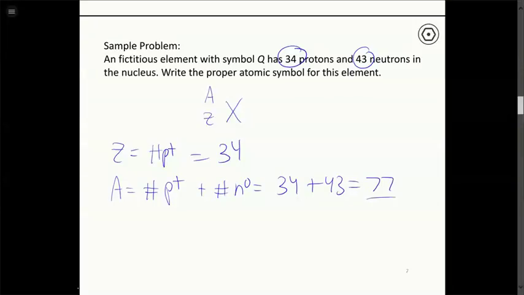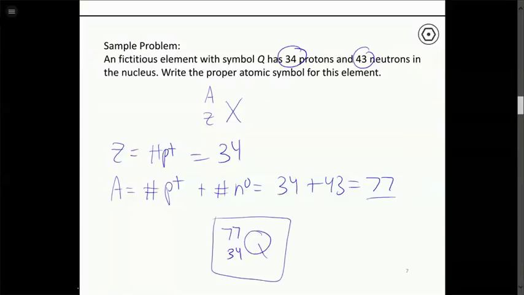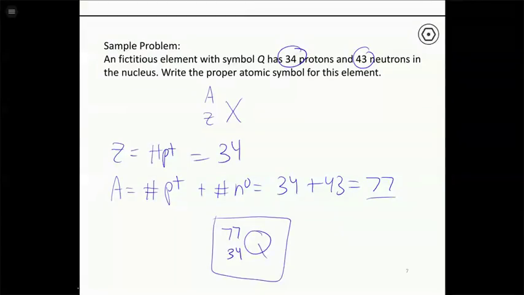All right, so then when we write the symbol, we put the symbol Q in the middle. We put the atomic number at the bottom, the mass number at the top, and there you go. Now, obviously, we can't ask you to do this in Blackboard, but you should still know how to write an atomic symbol. It's not that difficult to write, but in Blackboard, these would be more multiple choice type questions. All right, so that's the atomic symbol for this pretend element.